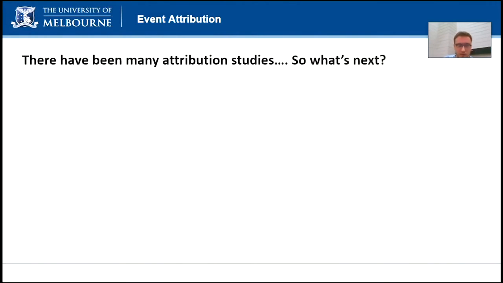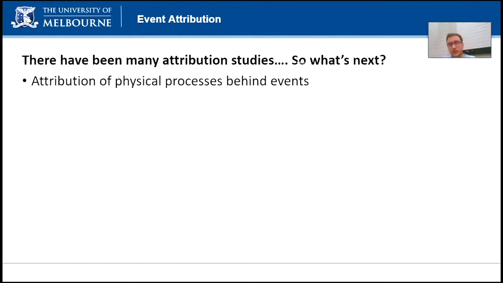So this is just coming to the last part of the talk. There'll be some questions at the end. But I think there's really four key areas that event attribution is going into in the next few years. Firstly, looking at attribution of the different physical processes behind extreme events.